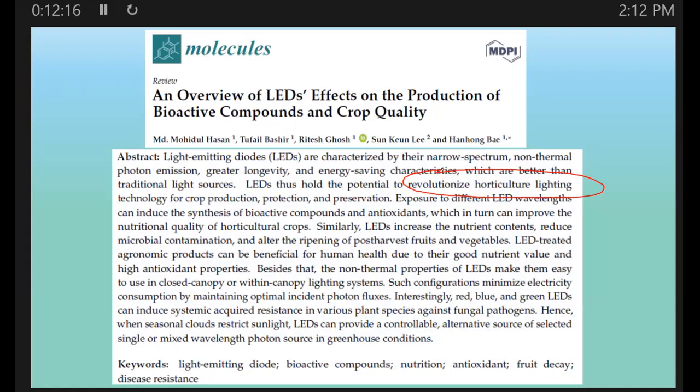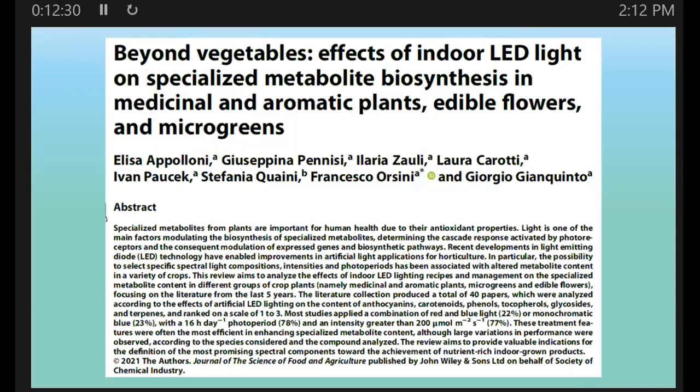And once you learn about your plant a little bit more and do some research on it, you can really shape the crops that you want and that you want to sell. So very, very interesting. Here's another one that was published. This one is, what year is this? 2022. So this was published just last year. Indoor LED light on specialized metabolite biosynthesis in medicinal and aromatic plants, edible flowers, and microgreens.